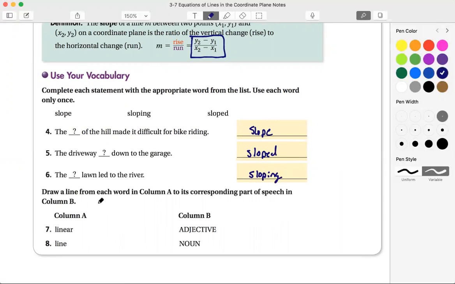Draw a line from each word in column A to its corresponding part of speech in column B. Linear is an adjective. Line is a noun.